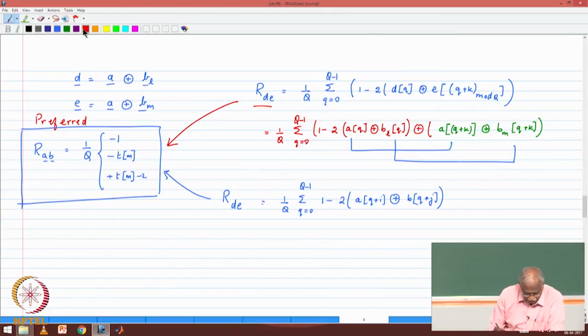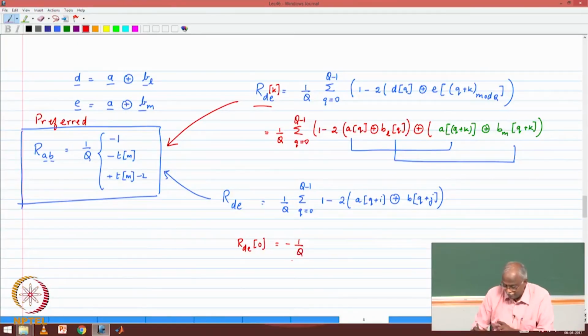Independently, I would like you to verify that R_DE, the argument is k, that's what is shifted. R_DE of 0, I would like you to verify, will come out to be minus 1 by q. So you can please check that out.